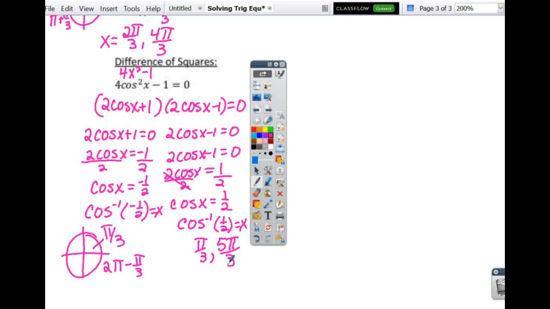And then how do I get to my negative x's? Pi minus pi over 3. So pi minus pi over 3 will give me 2 pi over 3 and 4 pi over 3.